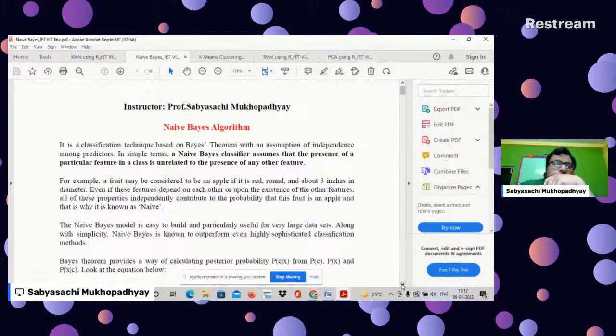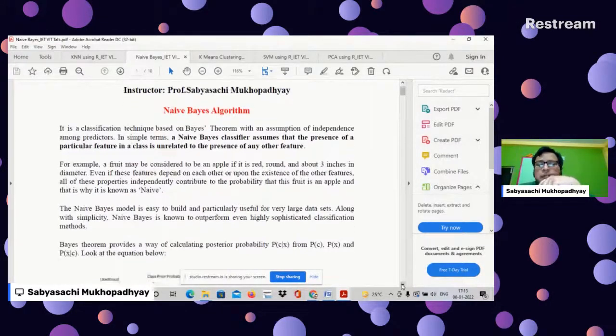of any other feature. For example, a fruit may be considered to be an apple if it is red, the shape of the fruit is round, and the dimension is 3 inch in diameter. So if you see the particular features, color, dimension, or shape, all these are independent of each other. That's the reason there is a perfect platform to apply the naive-Bayes algorithm, because we are dealing with independent features.